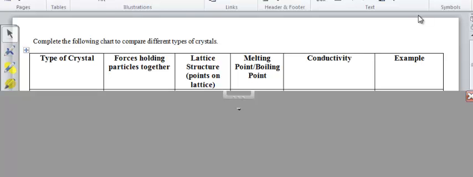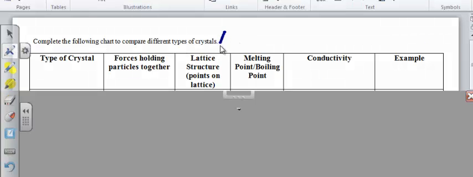Alright, today we're going to fill in the rest of your notes. It should say 7D. If you haven't done so, please take out your notes so that we can fill those in. And what we're going to be talking about is different types of crystals, different types of solids. Okay, and that's ultimately what we're trying to think about.